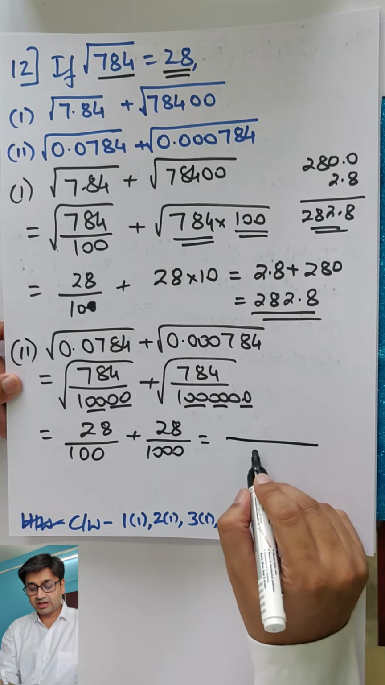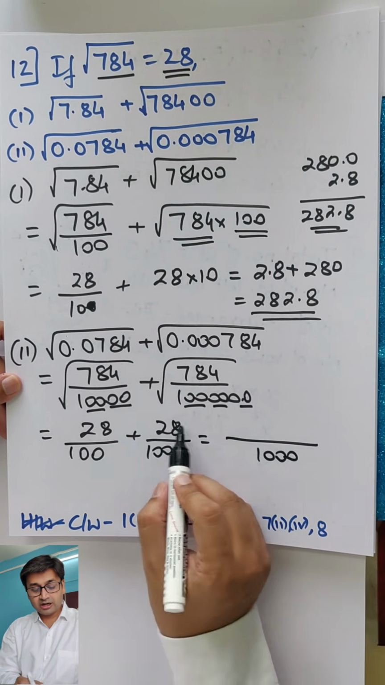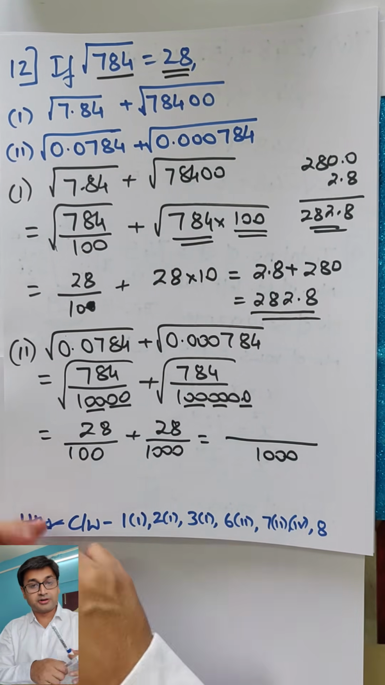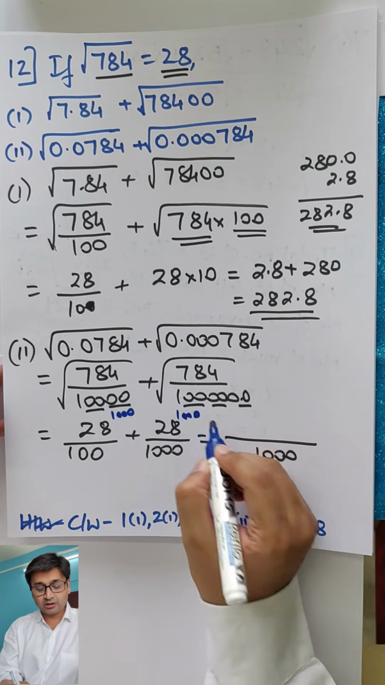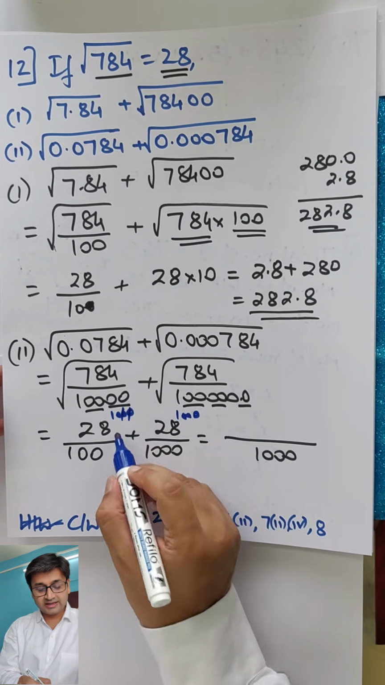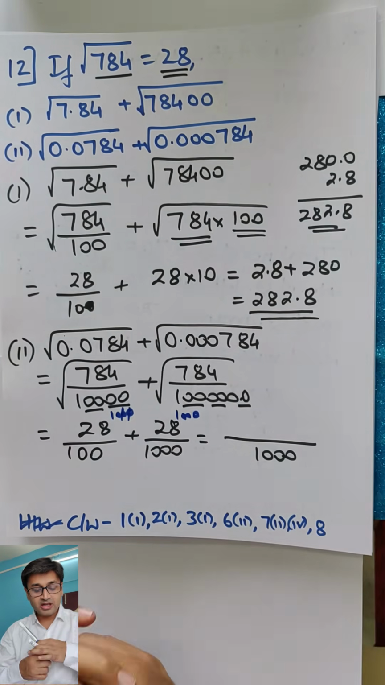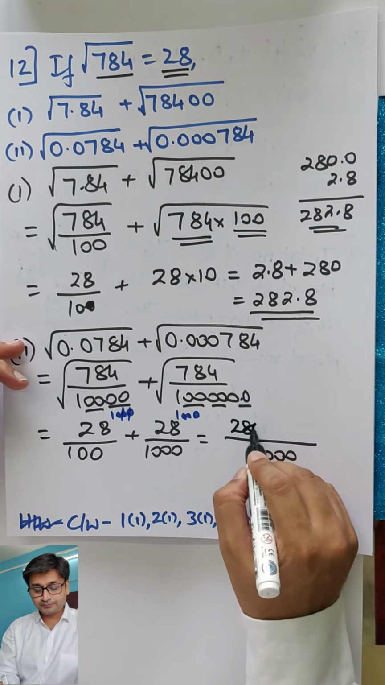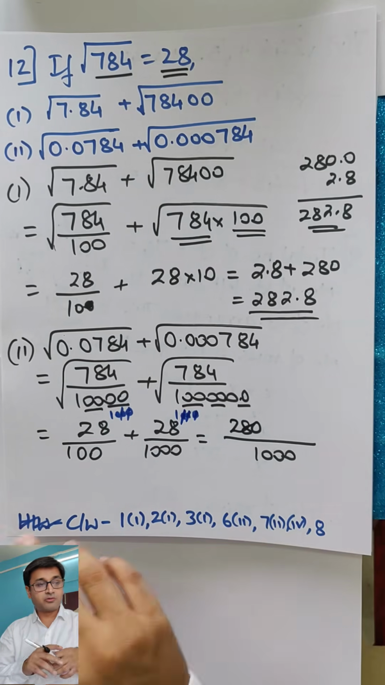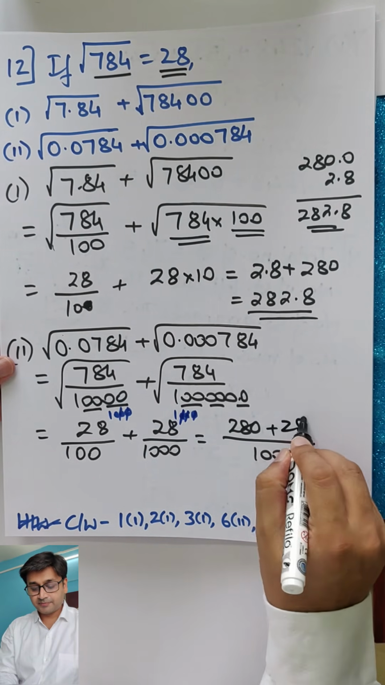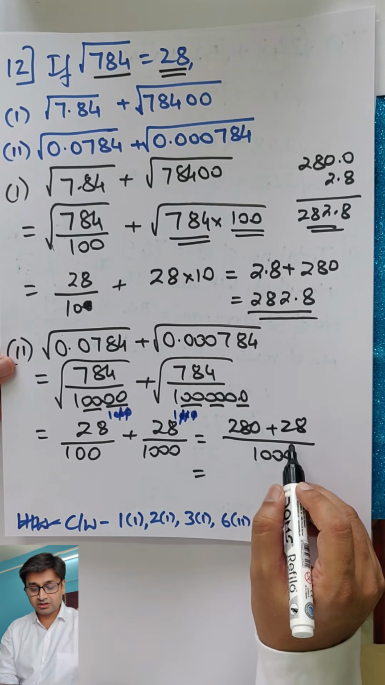Take the LCM. So LCM is 1000. Multiply both by 1000. I taught you already how to do that in your mind. Don't write it. So 1000 here, 1000 here. 2 zeros get cancelled. What is left is just 1 zero. So this will become 280. And here all 3 zeros are getting cancelled. So what will be left is 28. So my final answer, add these two.